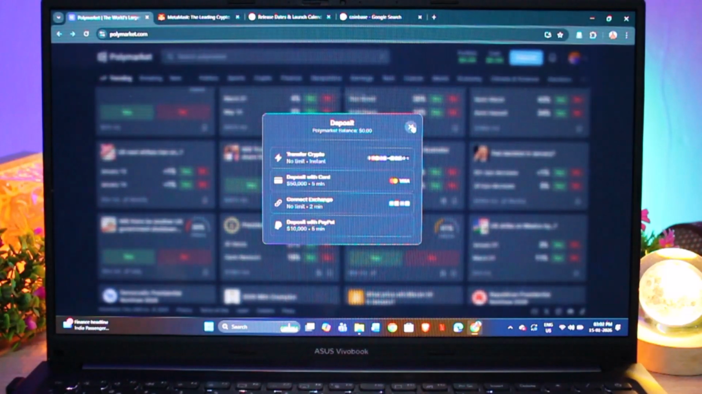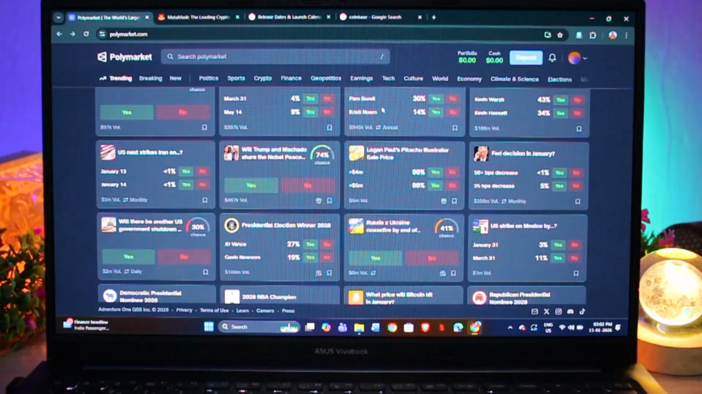The best way to make money is to trade markets you actually understand. Look for topics you follow, like politics you track, sports you watch, or news you follow closely. Avoid guessing on things you don't know.